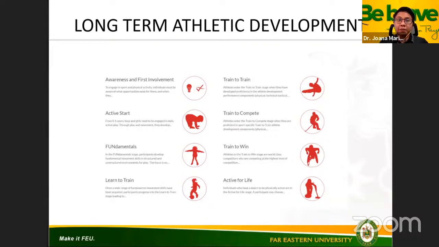And then, learn to train, key stage 2. Train to train, that is key stage 3. Train to compete, that is key stage 4 actually. And then, dito, ang idea lang kasi ito, right after the train to compete is train to win. And then, kapag retired na tayo or at the same time, nasa senior years na tayo, at least meron pa rin tayong active for life. Kung baga active pa rin tayo, in terms of sports pero recreation na lang. So ito yung sinusundan ni DepEd curriculum and DepEd sports standard ng clubbing natin.